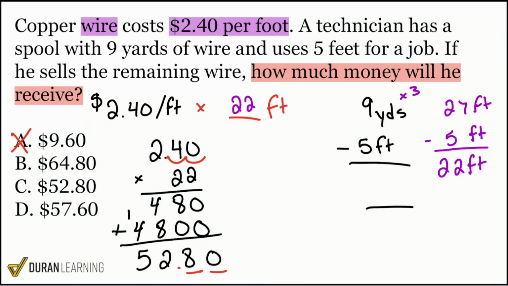The correct answer here is $52.80, which constitutes the correct answer as choice C. But the reason is more important here, everybody. The reason is because we needed to convert the yards to feet before we worked with the lengths. That's the biggest key here, everybody.